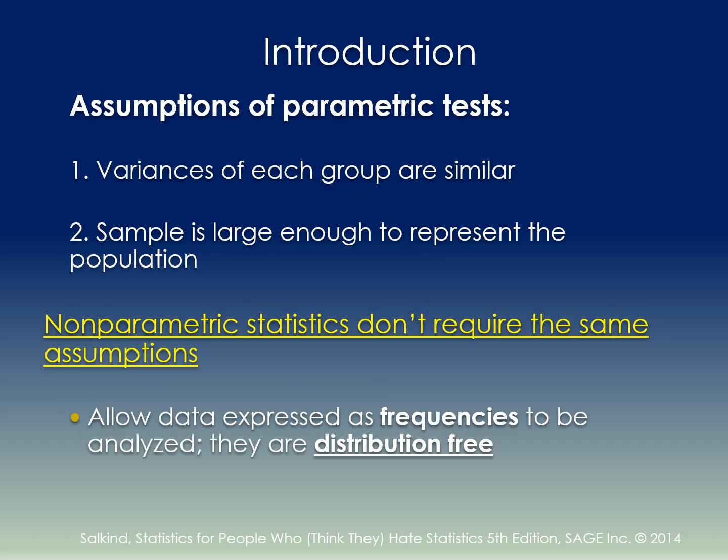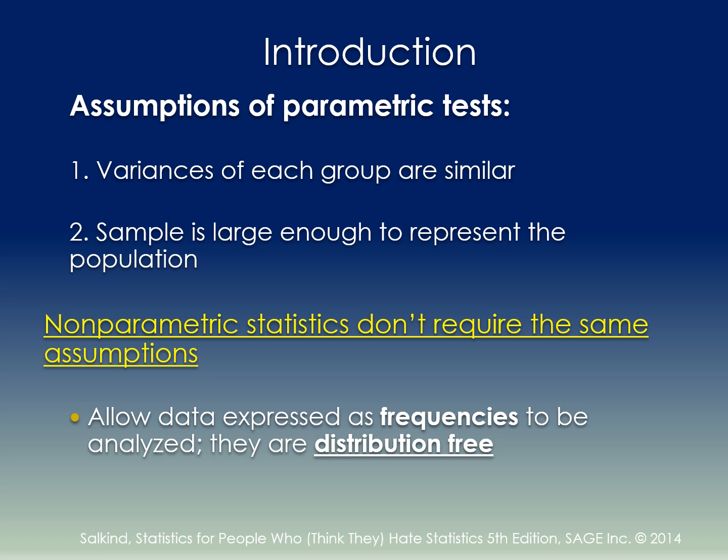A couple of things with the assumptions that we've been making the entire time with parametric tests up to now. The first one is that the variances of each group are similar. We saw that with t-tests, and also in one-way analysis of variance, where we had to run Levene's test to assess whether or not the variances were the same. If the variances weren't the same across the groups, then we had to use those adjustments that we saw, running t-tests and running analysis of variance. So that's the first one.